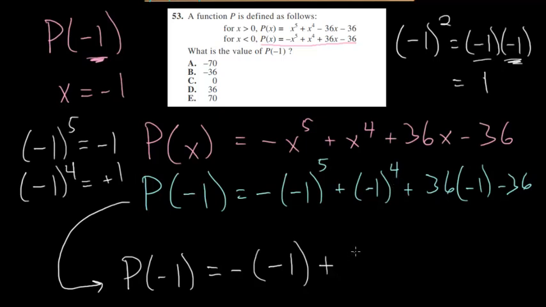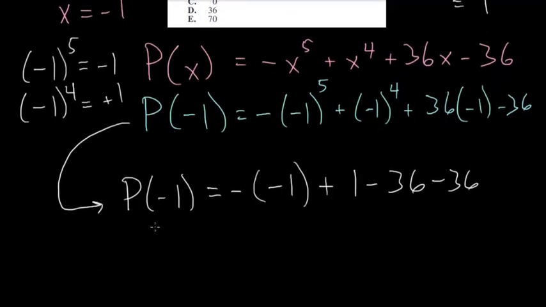So we're just adding 1 here, and then we have plus 36 times negative 1. 36 times negative 1 is negative 36. So instead of adding negative 36, we can just write minus 36, and then we have to subtract 36 again.